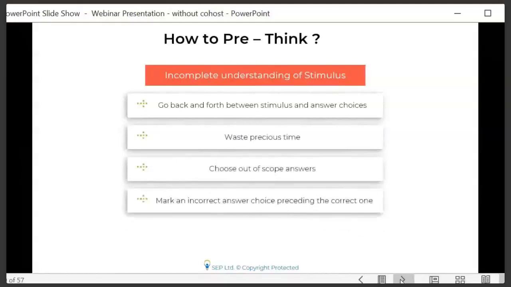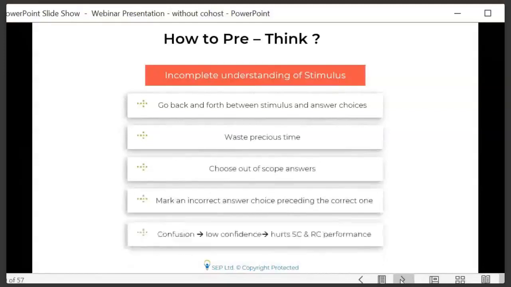Or when they are confused between two choices, they fall low on confidence, which eventually also hurts the SC and RC performances later on. At this juncture, students believe they are making a mistake with the choices. But the mistake was actually made a long time back while reading the passage without full understanding. What do I mean by this? Let me give you an example and demonstrate what an incomplete understanding can do.